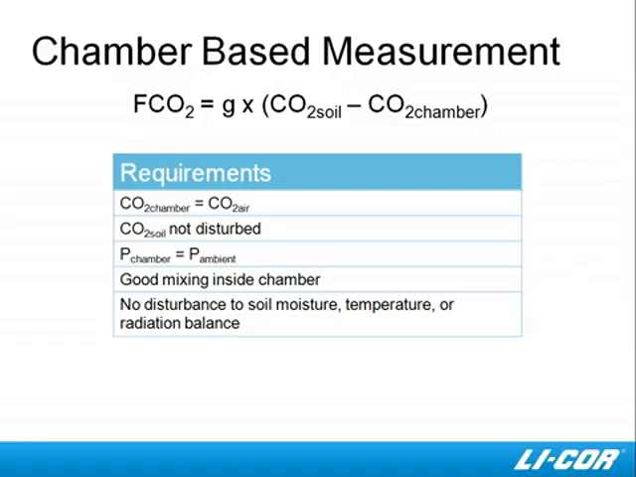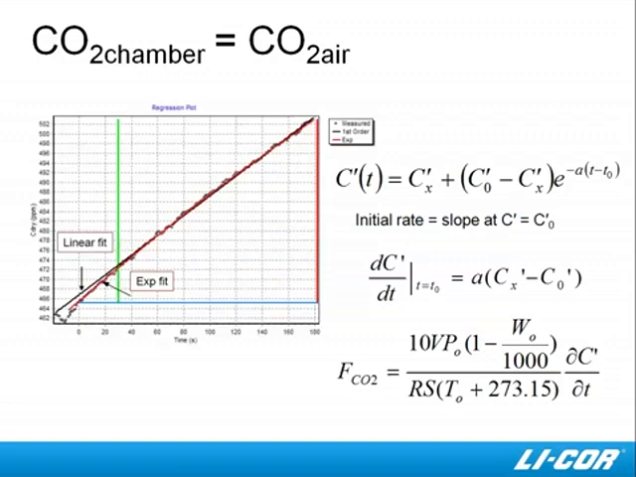We need to know that we have good mixing inside the chamber. We need to know that all the gas in the chamber headspace is at the same concentration, because if it's not, those pockets of unmixed air can act as sources or sinks for CO2 and create another confounding flux affecting what you're trying to measure. And finally, we need to know that deploying our chambers has no disturbance to the soil moisture, temperature, and radiation balance of the area that we're trying to measure, because these factors drive the soil CO2 production, ultimately what we're trying to measure.